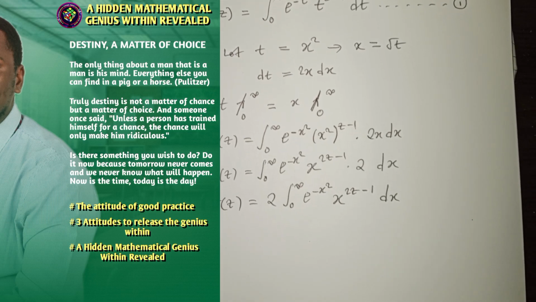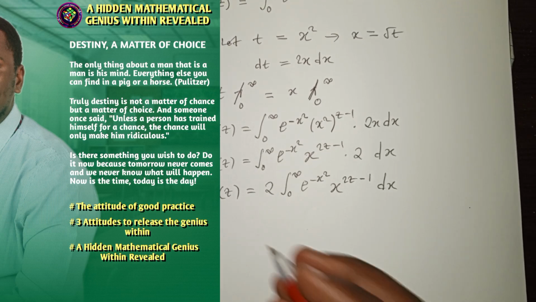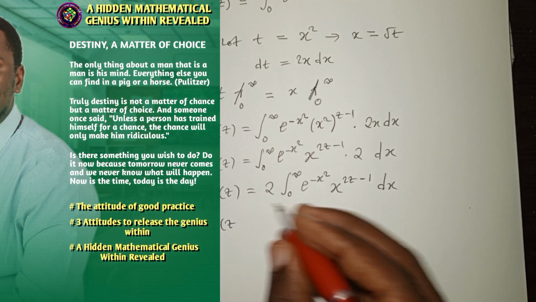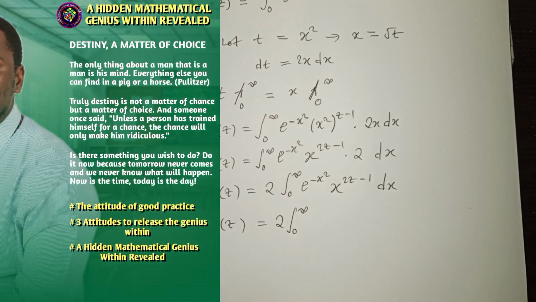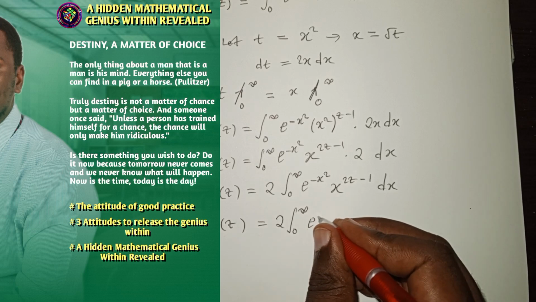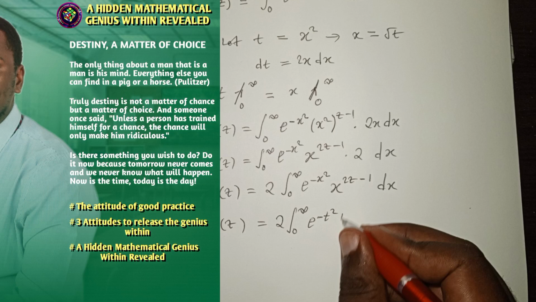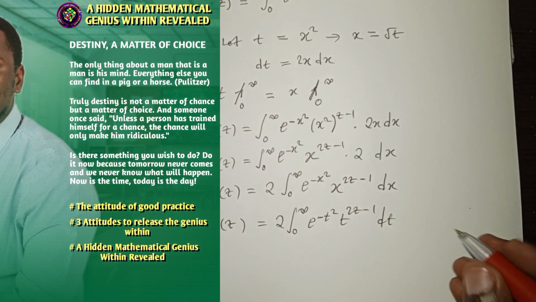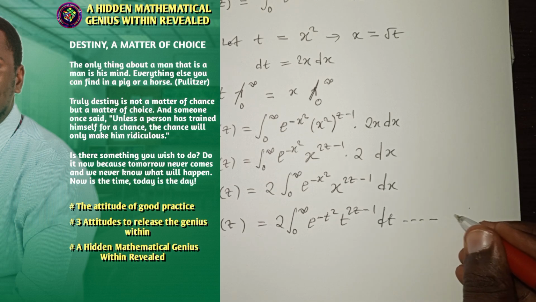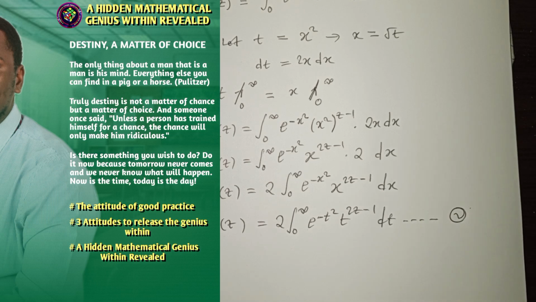Then we can write this in terms of t. So gamma of z is equal to 2 integral from 0 to infinity of e to the minus t squared, then t to the power 2z minus 1 dt. So this is the second form of the definite integral definition of a gamma function. Okay, it must be 3. Let's go to the next one.